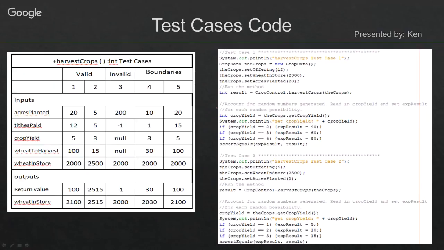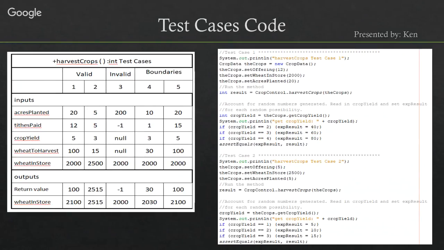And here's some of the code I used, similar to Jason. We had initialized this, and we told the crop yield, if the crop yield had a random number of 2, the expected result would be 40. If it had a random number of 3, it would be 60. So we defined each possibility in the random code.